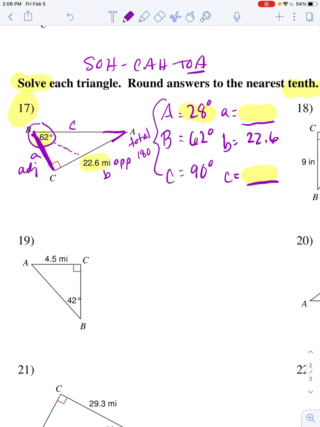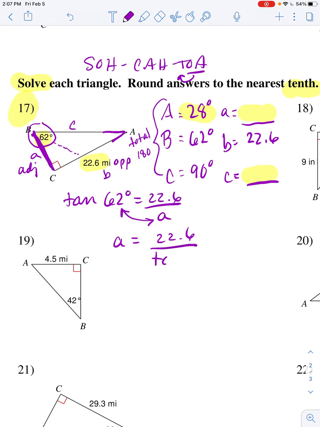the fact that I have opposite and adjacent involved means tangent is going to be the tool of choice. So the tangent of 62 equals opposite over adjacent, which I don't know. You've probably figured out by now that when you have this set up, you're ultimately going to divide, and A will equal 22.6 divided by the tangent of 62 degrees. So I bust out my trusty calculator and take 22.6 divided by tan 62, and I get that A is 12. All right.